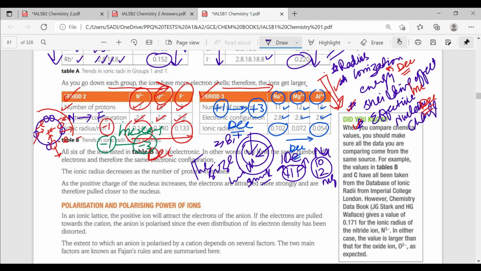Okay. We will take 5 minutes of break here, and then we will work on the next topic, that is the polarization.